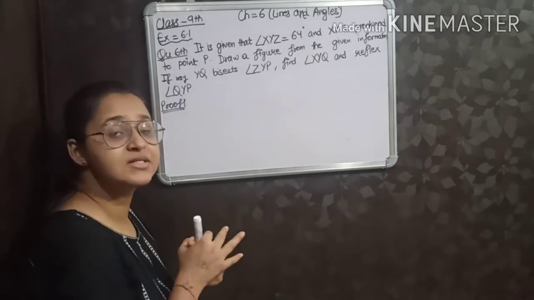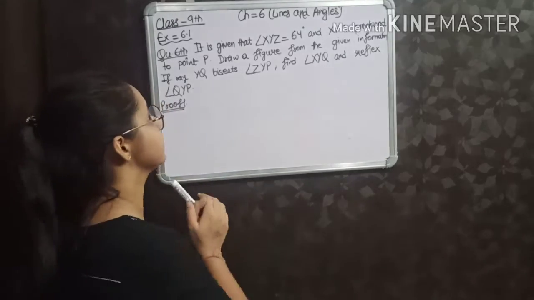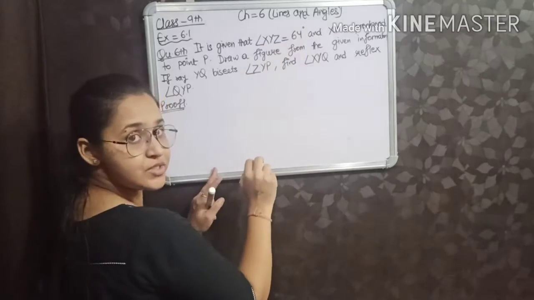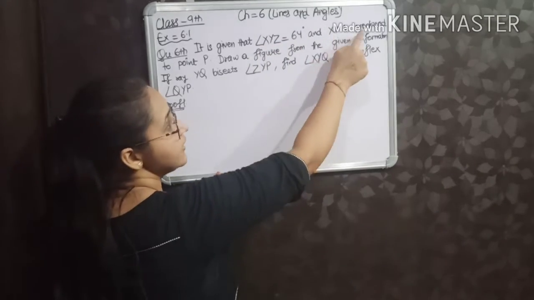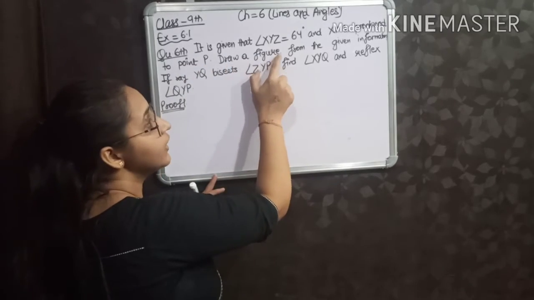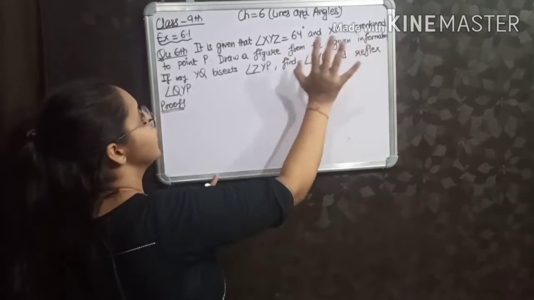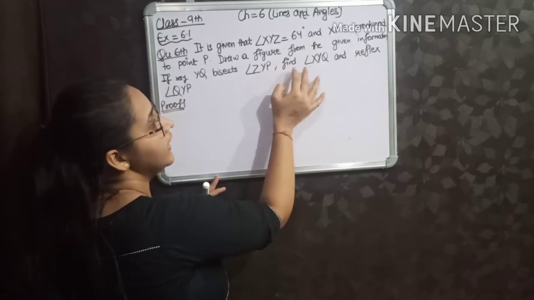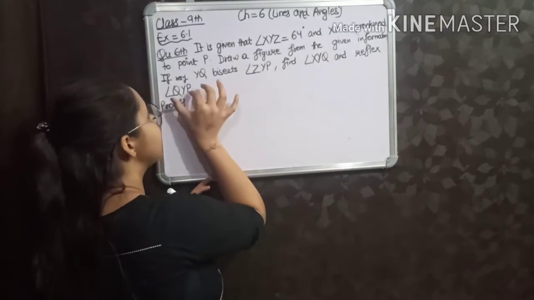Question 6 of exercise 6.1. Question 6 is, it is given that angle XYZ is equal to 64 degree. XY is produced to a point P. Draw a figure from the given information, and if ray YQ bisects this angle, find angle XYQ and reflex angle QYP.